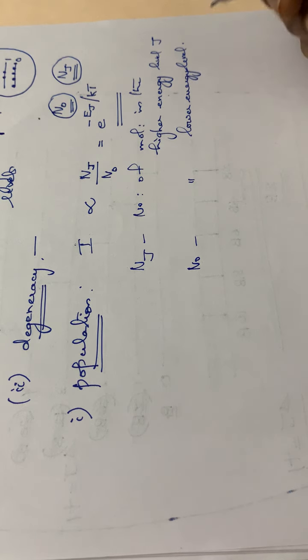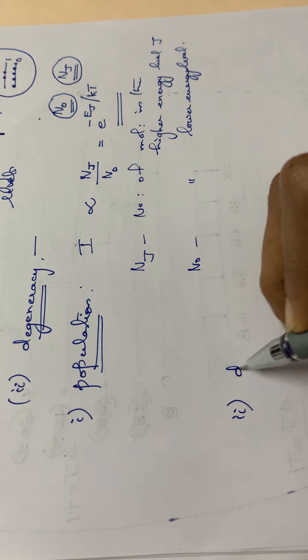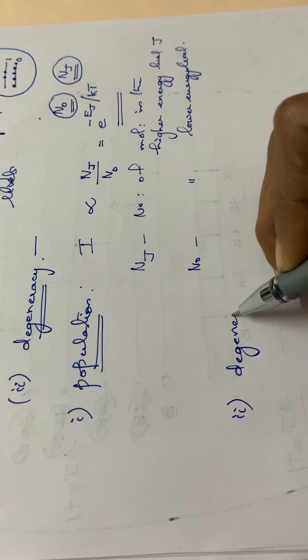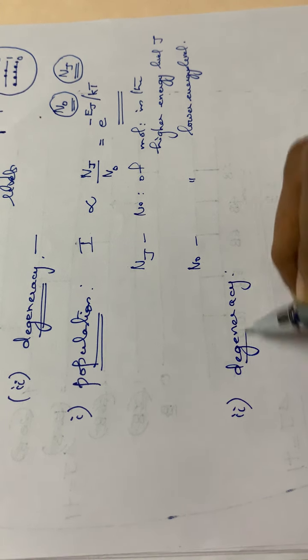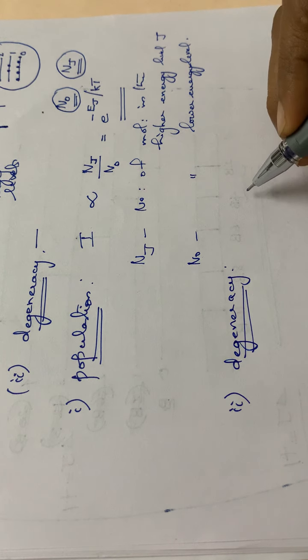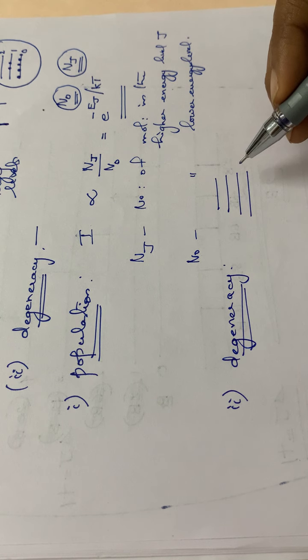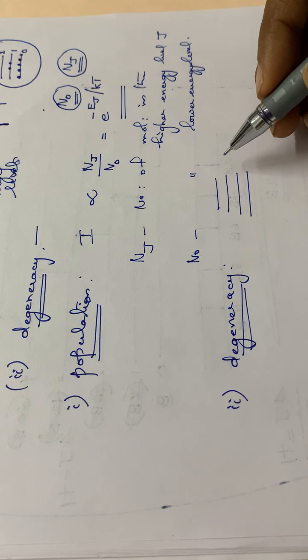So this is one factor. Then the second one is regarding the degeneracy of the energy states. Degeneracy means they will have the same energy. That is the term degeneracy. And here so many rotational energy levels are there, as you know, and all these rotational energy levels are degenerate. Okay, that means they have the same energies.